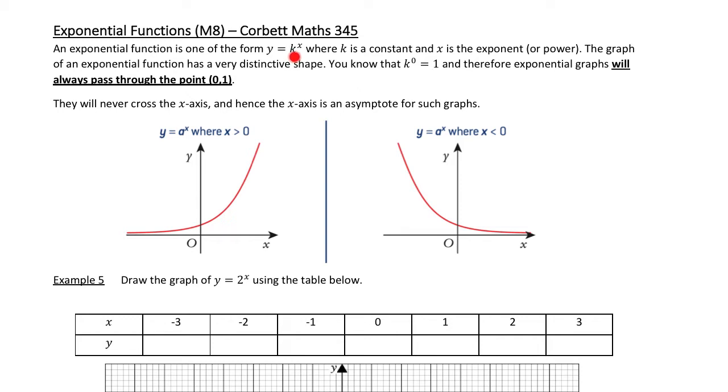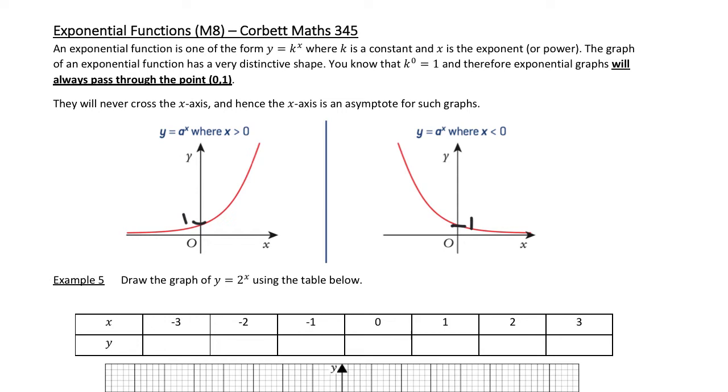So therefore, no matter what the value of k is that we choose, whenever we have x equal to 0, we're going to have k to the 0, which means all of these graphs go through the point (0, 1). So this graph here will cross the y-axis at 1, as will this one. They will never cross the x-axis, and hence the x-axis is an asymptote. And remember, an asymptote is a line which the graph will get very, very close to, but will never actually meet.